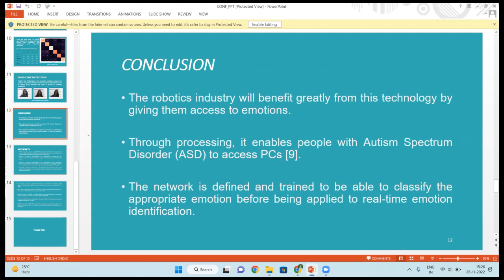So to conclude the presentation, the robotic industries will benefit greatly from this technology by gaining access to emotions and processing them. It also enables people with autism spectrum disorder to access computers. The network is defined and trained to classify the appropriate emotions before being applied to real-time emotion identification. The model could be successfully applied in a variety of real-world implementations in fields like health, video games, and marketing industries.